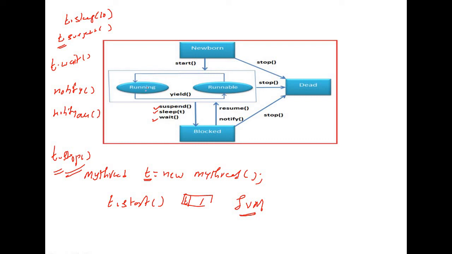While running the thread, sometimes it may be suspended, it may sleep, or it may wait. If it is suspended, then you have to apply the resume method. If it is sleep, after the particular time period, it will again get back here. If it is a wait method, then you have to apply notify compulsorily. Next, whenever we write stop here, the thread will enter the dead state.